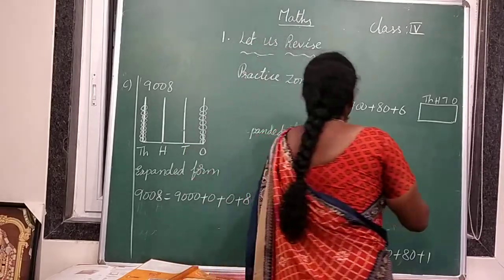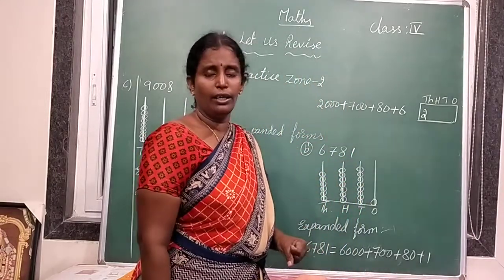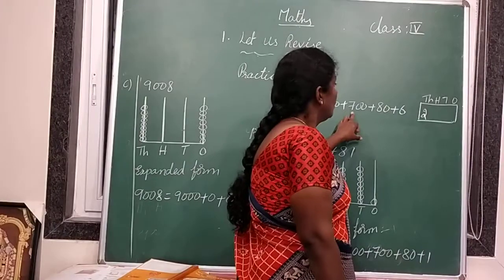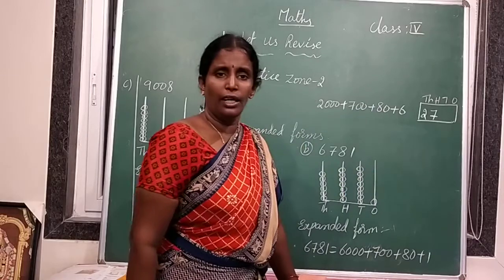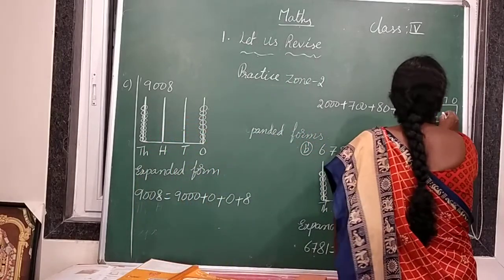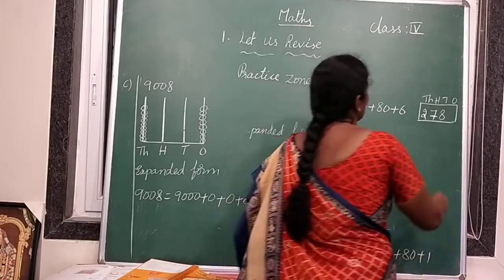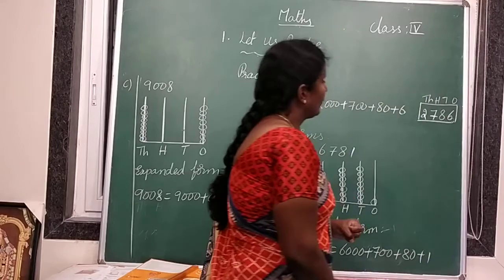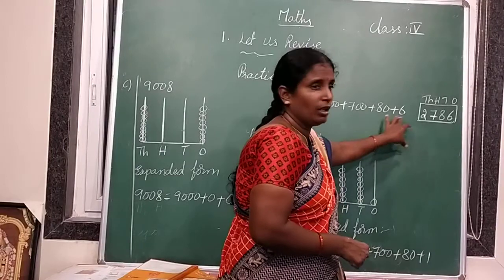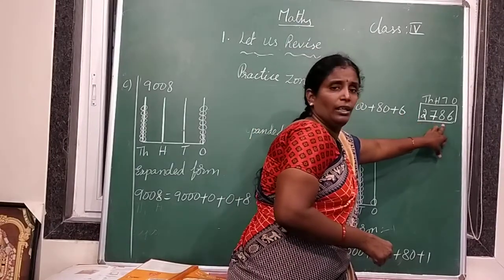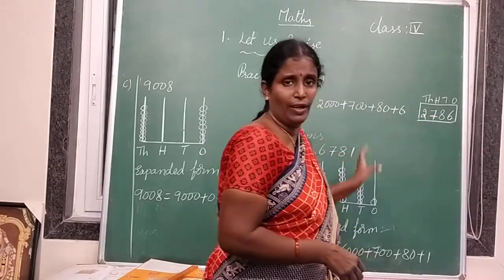Here, how many thousands are there? 2. So write 2 under thousands. Next, 700s now. So 7 under hundreds. And how many tens are there? 8 tens. So write 8 under tens. And how many ones are there? 6 ones. So write 6 under ones. So what is the standard form of this expanded form? 2786. So understood how to write the standard form for the given expanded form?